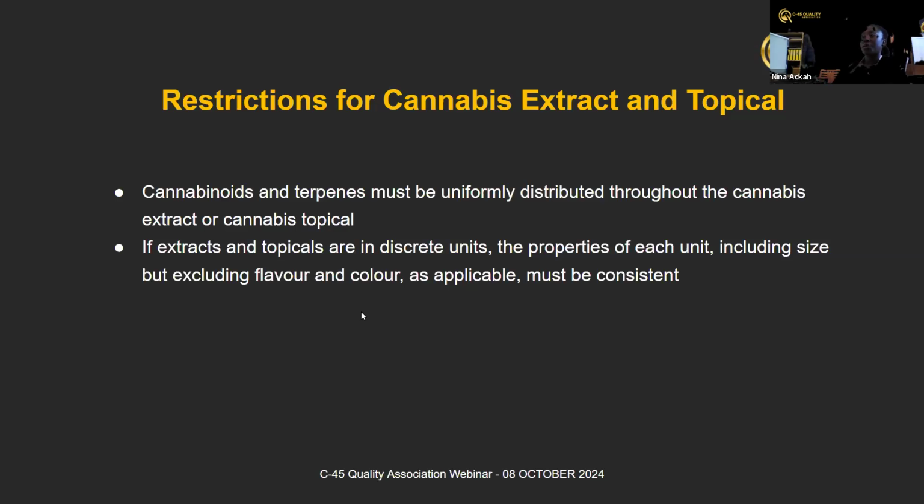And if the extracts and topicals are in discrete units, the properties of each unit, including the size, but excluding flavor and color, must be consistent. So similar to the edible cannabis, we can have extracts and topicals with different flavors and colors in the same retail units, but the ingredients must be the same, the properties must be the same, the size must be the same. They must be consistent across the board.